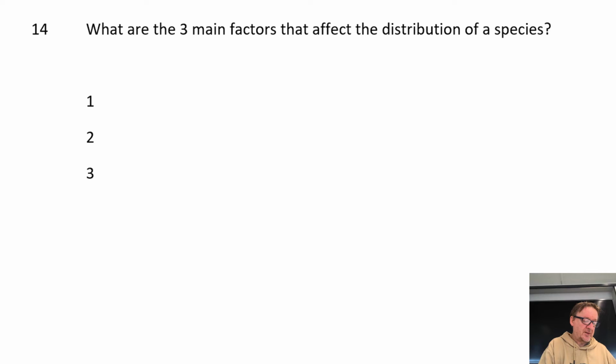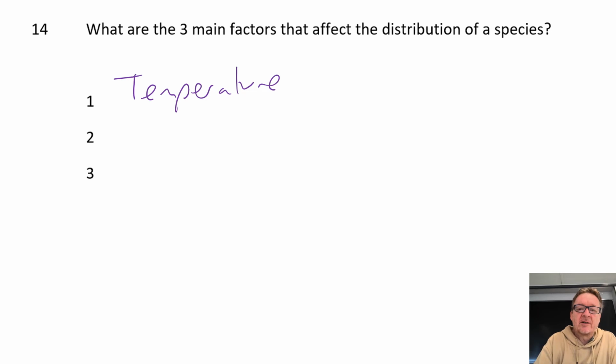Right, so back to species. What are the three main factors that affect the distribution of a species? Right, number one is temperature. Okay, you don't find polar bears in the middle of Africa.